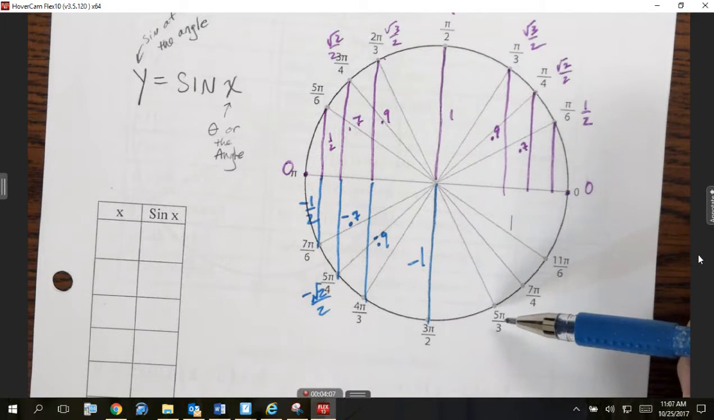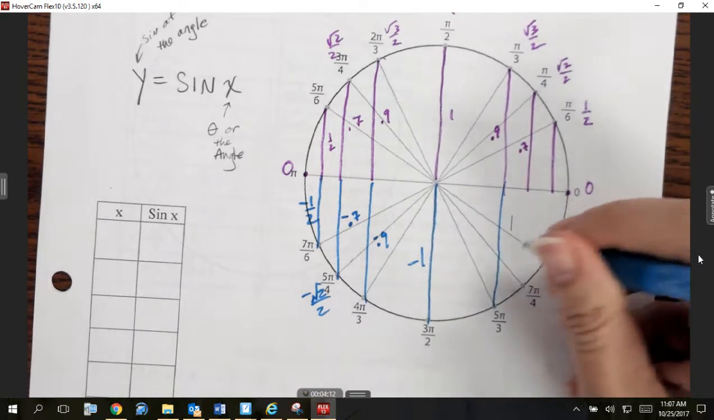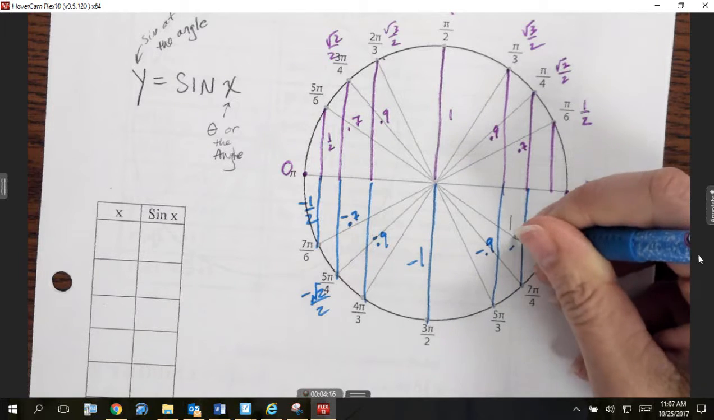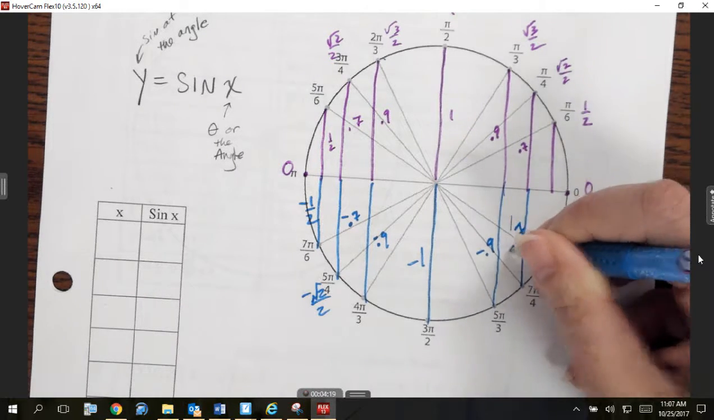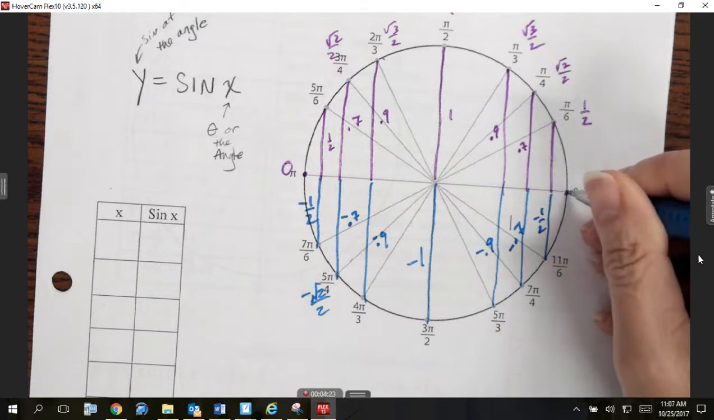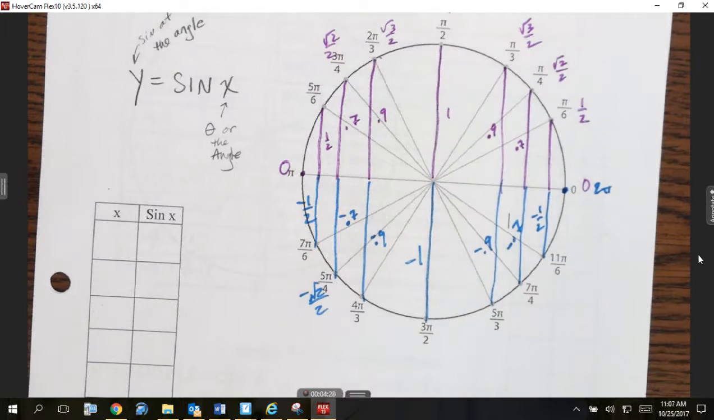When we get to 5 pi over 3, it now is getting less negative. So negative 0.9, negative 0.7, and then negative a half. And then we get to 0 again, which I guess we get to 2 pi now, and we're back at 0. So we made one cycle all the way around the circle, but we don't have to stop after one cycle.